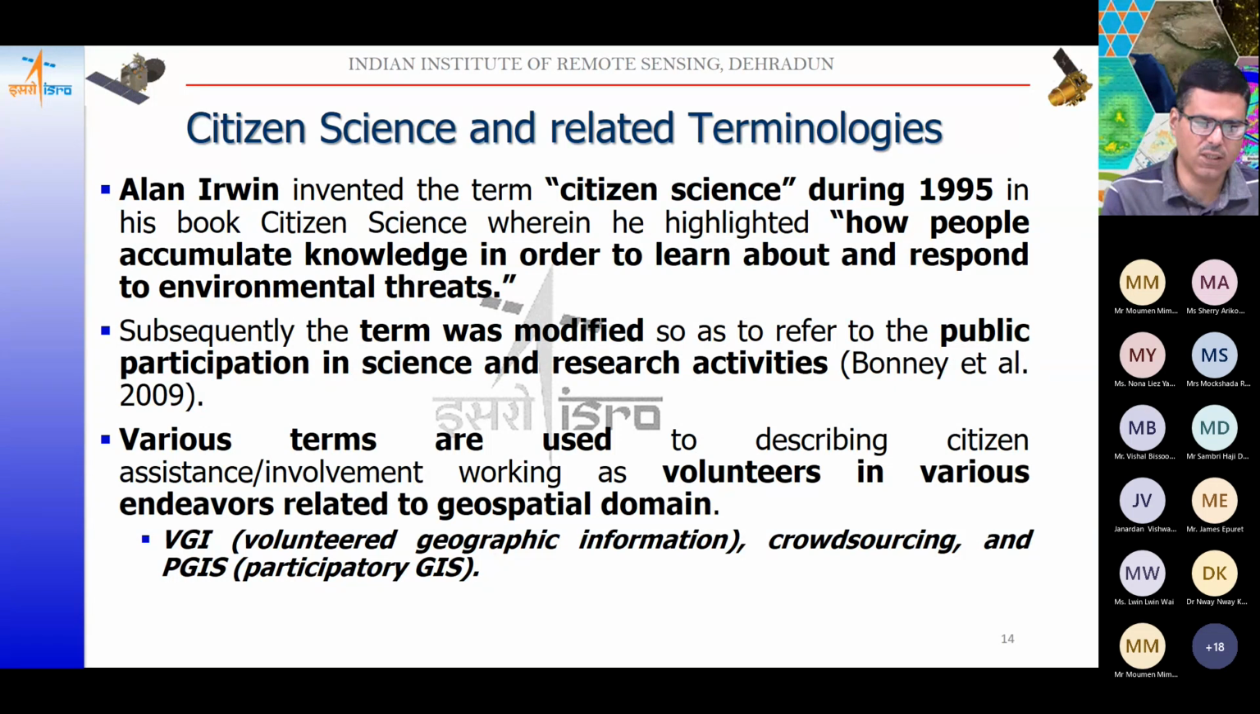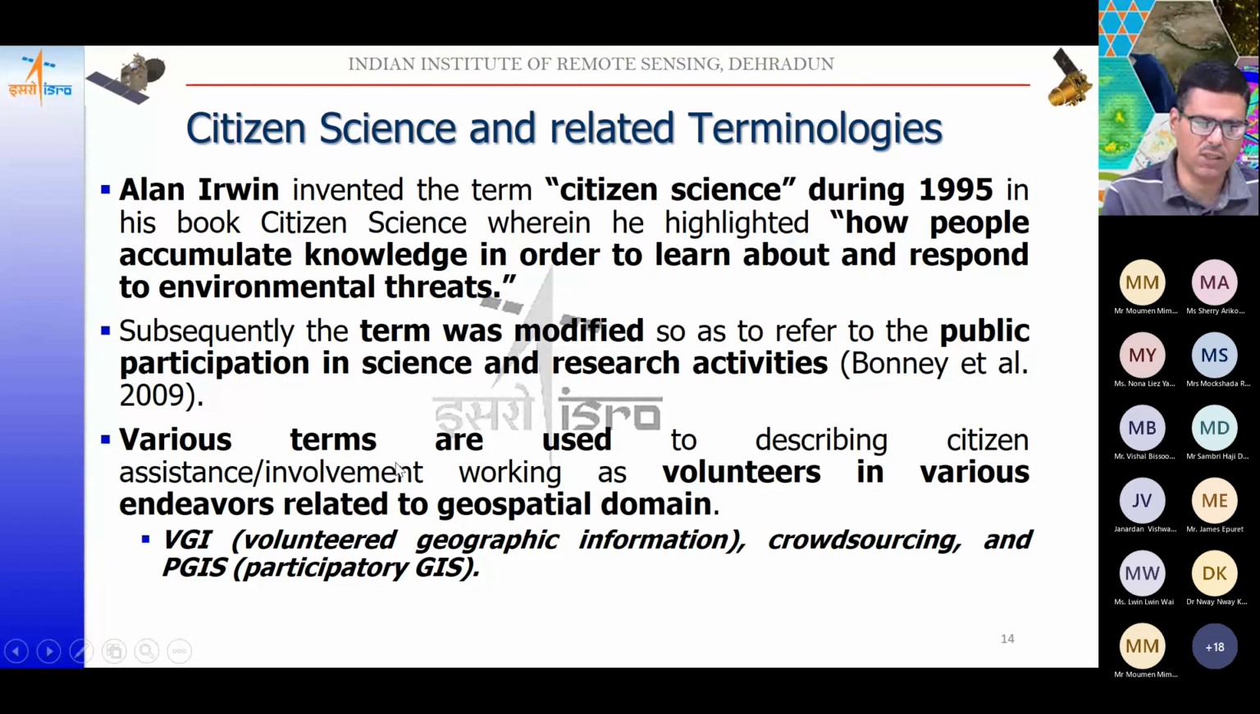Following that, there was a whole series of terms used to describe this citizen assistance or volunteer engagement in various projects related to the geospatial domain. Please make a note that other popular terms you come across in the literature are VGI, coined by Michael Goodchild, which stands for Volunteer Geographic Information; another term is crowdsourcing; and third is PGIS, or participatory GIS.